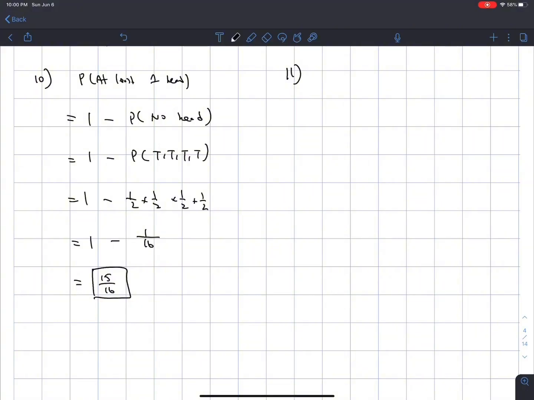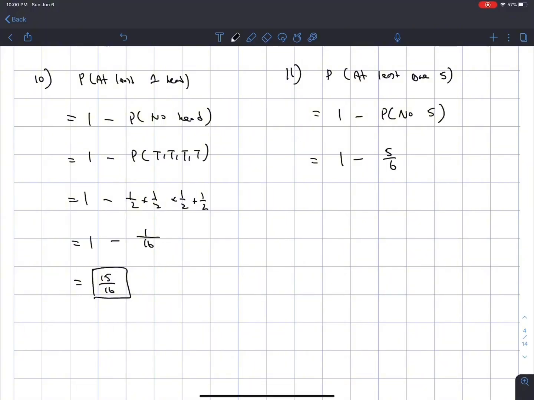A die is tossed 4 times. Determine the probability of getting at least one 5. Same idea. The probability of at least one 5 is going to be 1 minus the probability of no 5s. We are going to do it 4 times. And if we don't want 5s, it will be 5 over 6, right?